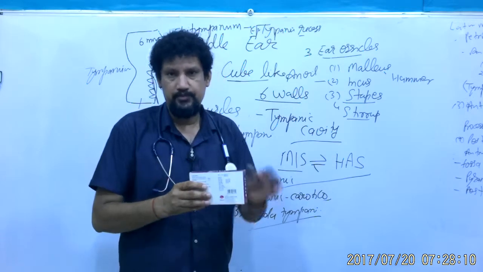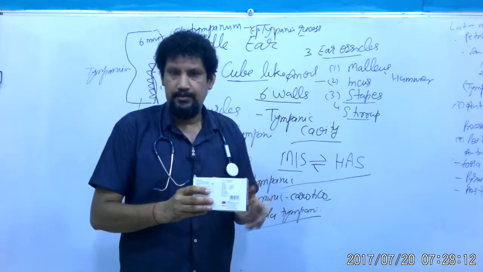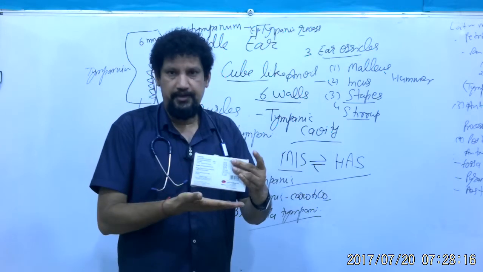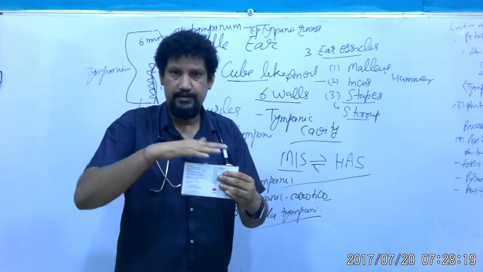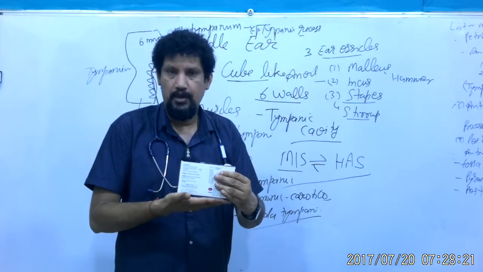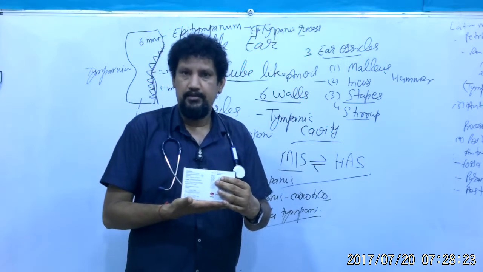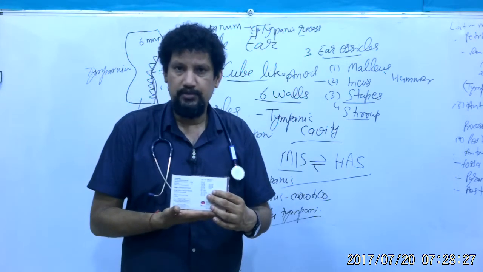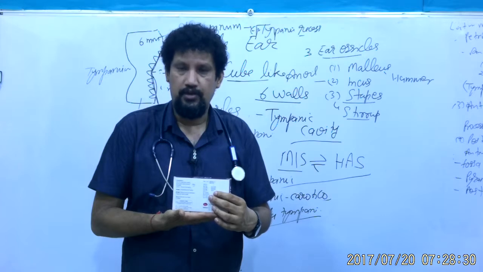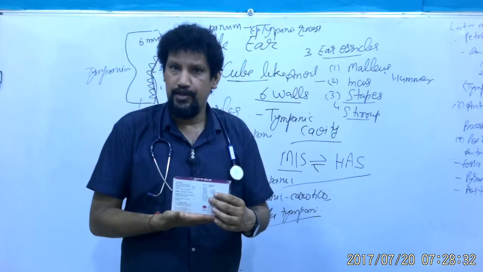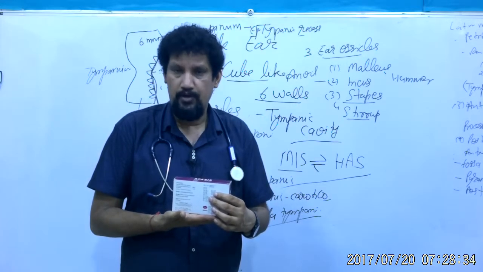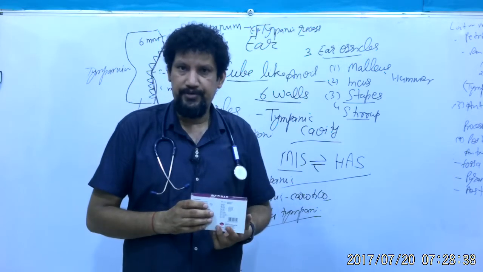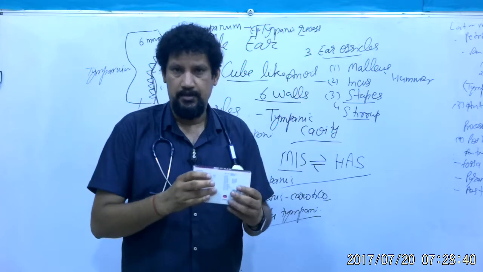This wall is also known as the tegmental wall. This is the roof, so this is the floor, and the floor is also known as the jugular wall because this wall is related to the jugular vein, the internal jugular vein and the bulb of the jugular vein, which is a continuation of the sigmoid sinus.